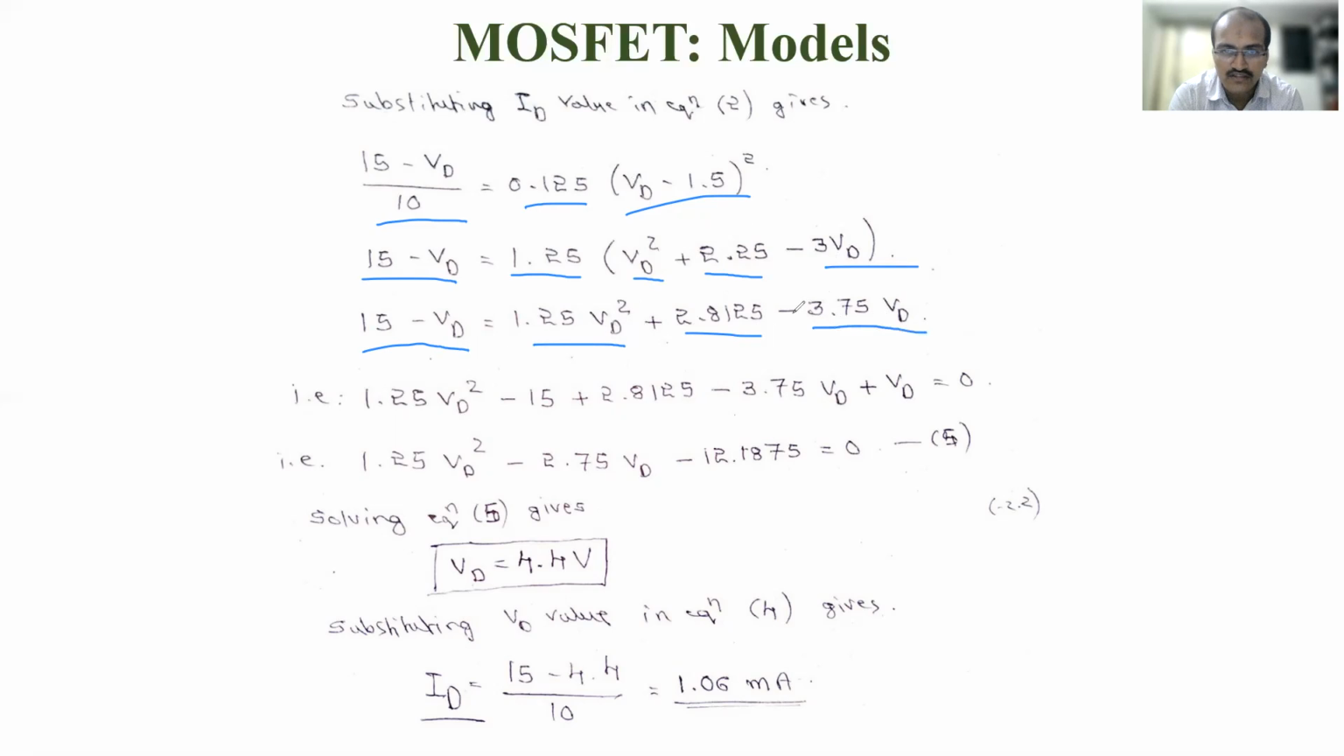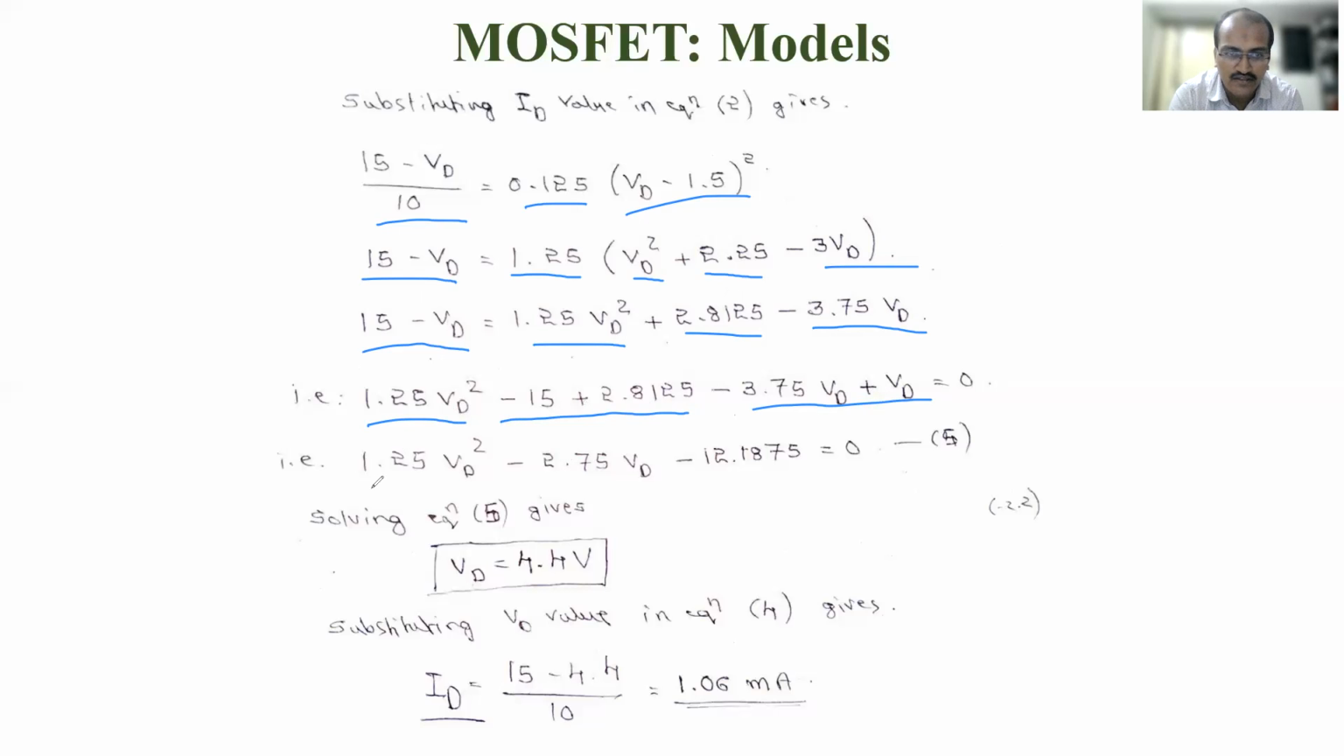Okay. So once everything is there, we can rearrange the equation now. So 1.25 VD square I have written first. Then you have minus 3.75 VD. Here minus VD is there. If you take this minus VD to that side, it will become plus VD. So see here, written down, and then the constant. So 2.8125 plus is there, and here plus 15 is there. It becomes minus 15 when it comes to this side, and we have equated it to 0. So everything we have clubbed.